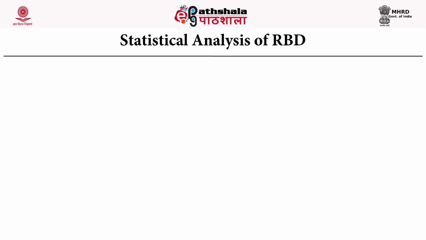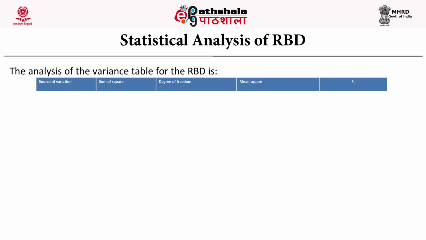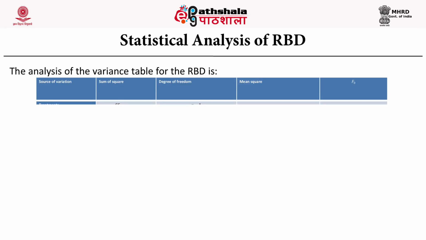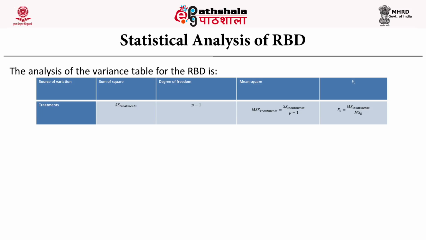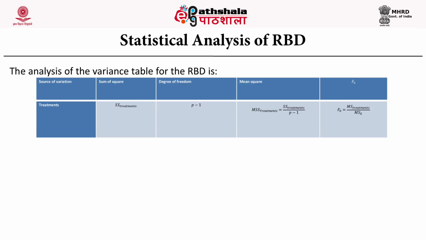The analysis of variance table for the RBD is given here as follows. In the first column we have the source of variation, in which we have treatments, blocks, errors and totals. In the second column we have sum of square, in which we have sum of square due to treatment, sum of square due to blocks, sum of square due to error, and at last sum of square due to total. The degrees of freedom are P minus 1 for treatment, Q minus 1 for blocks, (P minus 1)(Q minus 1) for the error term, and N minus 1 for total.